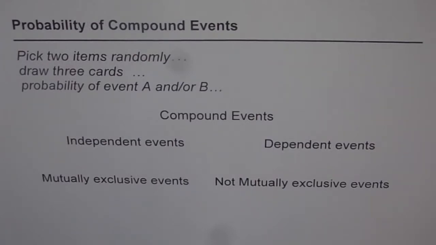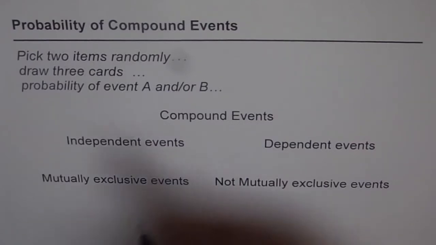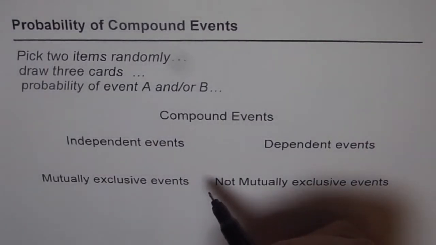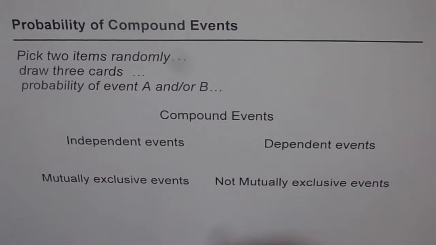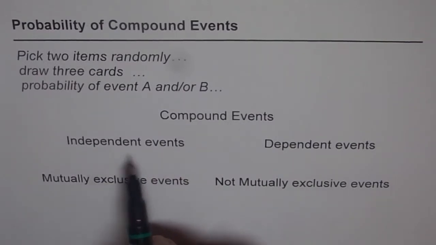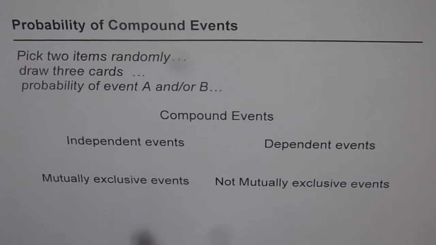As you can see, here we don't have one single event. There is a combination of events, right? So whenever there is more than one event involved, we treat them as compound events. Now, this is a vast subject. To simplify it, we have categorized it into a few groups. One is independent events and dependent events, and the other is mutually exclusive events and not mutually exclusive events.